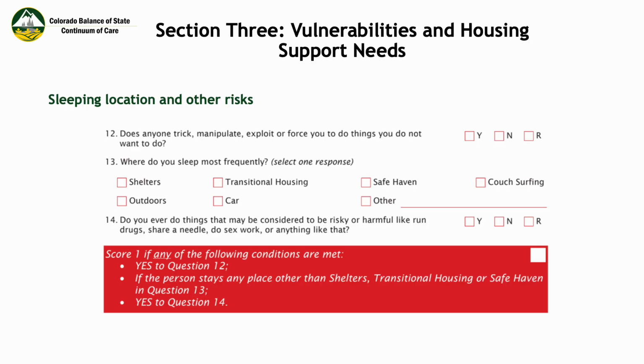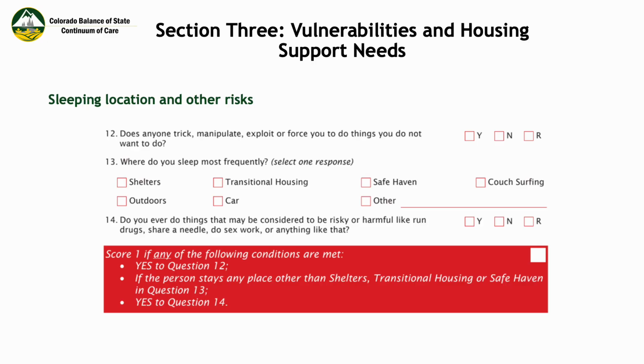The options are shelters, transitional housing, safe haven, couch surfing, outdoors, a car or vehicle, or other. It's important to note that a safe haven is not a domestic violence shelter, and the federal definition, according to HUD, says it's a form of supportive housing that serves hard-to-reach homeless persons with severe mental illness who have been unable or unwilling to participate in housing or supportive services. So if someone has been staying at a domestic violence shelter, you would select the shelters option.